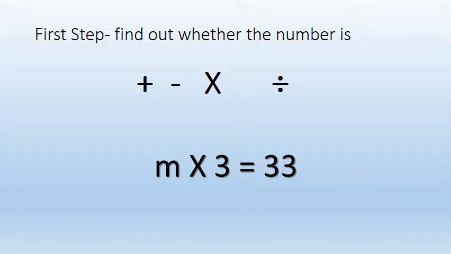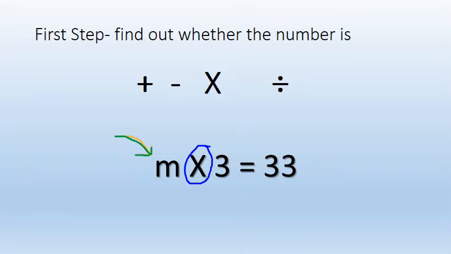Here we see another example that's a little bit tricky. The X means that we're going to multiply. And the mathematician changed the variable to M so that we realize there's some number times 3 that will get us to 33.